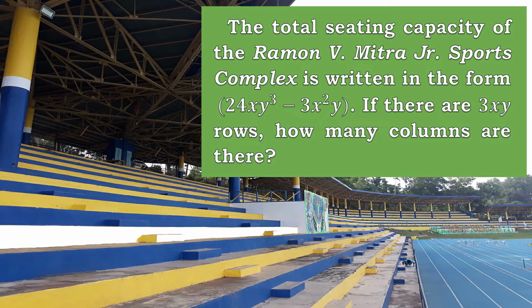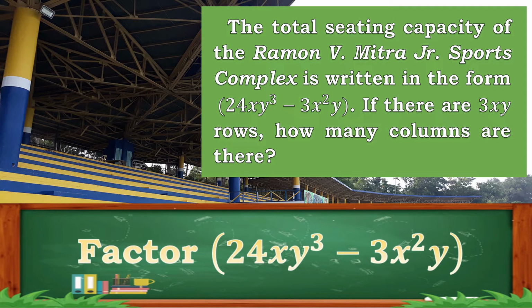For example, we will factor the polynomial 24xy cubed minus 3x squared y by factoring out 3xy, which is the given greatest common monomial factor from the word problem.